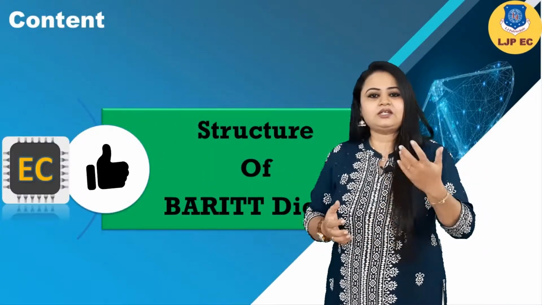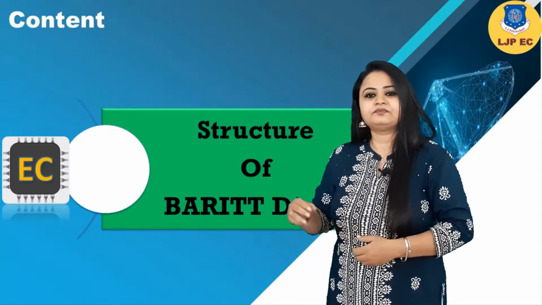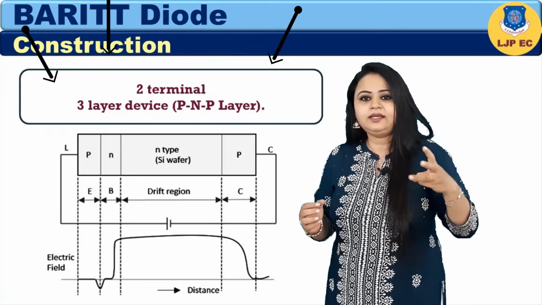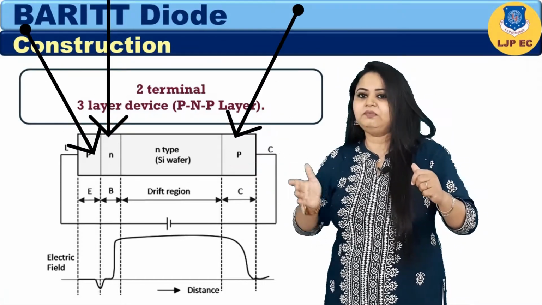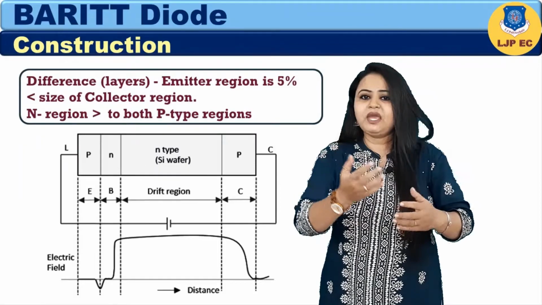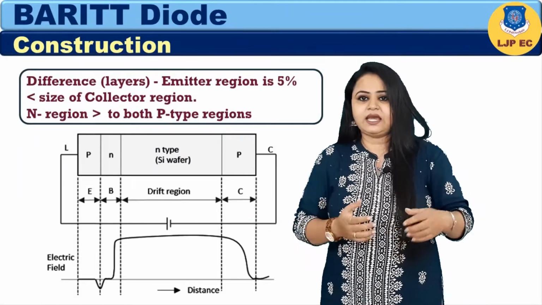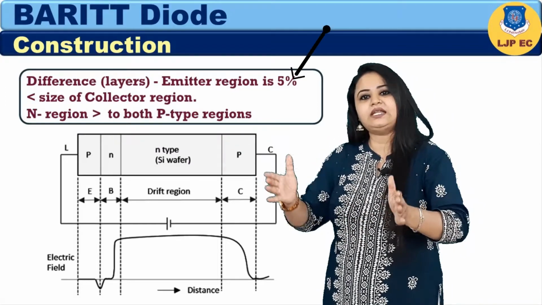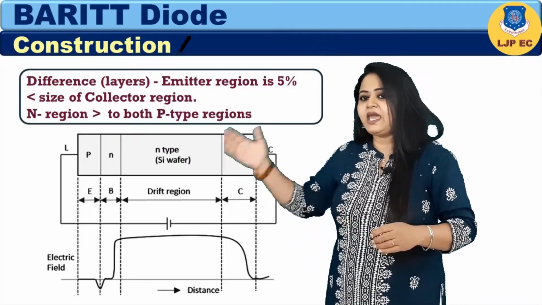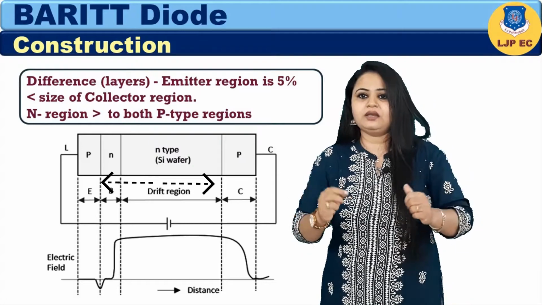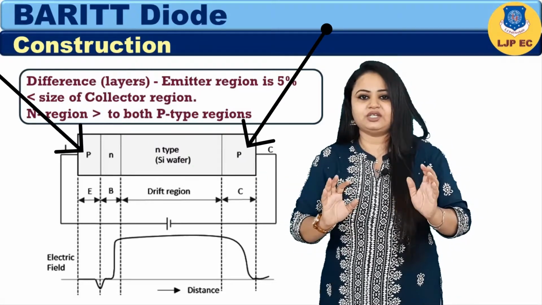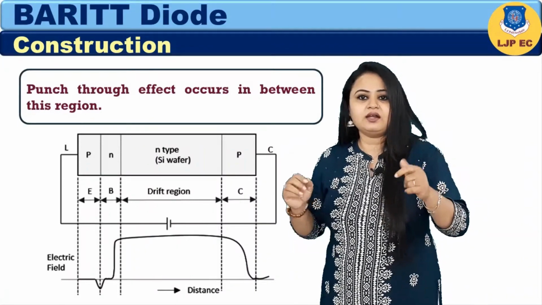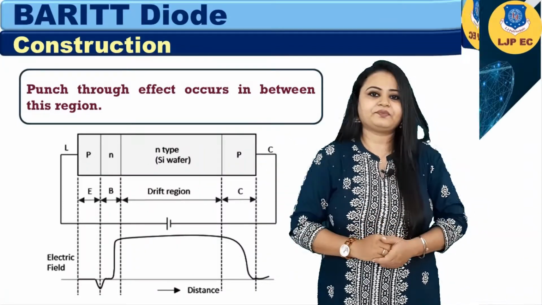Now let us see the structure of Barrett diode. Barrett diode is a two-terminal, three-layer device, PNP layer. The major difference between its layers is that the emitter region is 5% less than the size of the collector region, whereas the N region is larger compared to both P-type regions. The reason behind that is punch-through effect occurs between these regions.